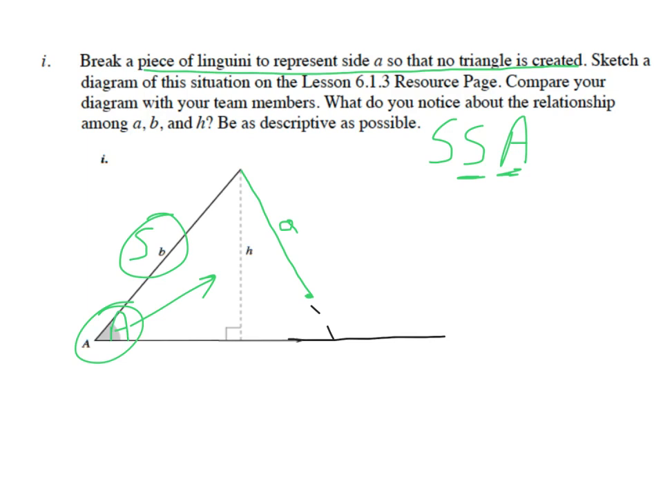So what is the relationship of A to both H and to B? Well, in this situation, H represents the distance from the end of B down to the base, and A doesn't reach the base. Therefore, no triangle is created. Let's write this down. No triangle when A is less than H, when it's smaller than H.